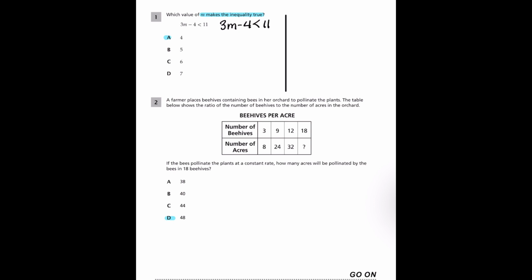I want the m by itself, so I'm going to first make a 0 pair. I want that negative 4 to go away, and the way to make that go away is by adding its opposite. So now I'm left with 3m on one side and 11 plus 4 on the other, which is 15. I still want the m by itself, so I'm going to divide by my coefficient 3. 3 divided by 3 leaves me with 1m. To remain balanced, I divide the other expression by 3. So m is a number less than 5. The only number less than 5 is 4.